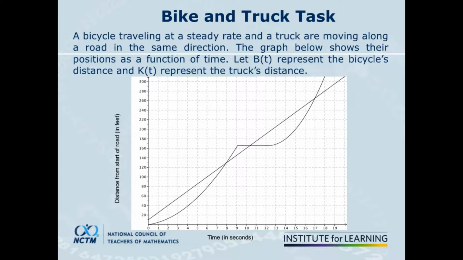A bicycle traveling at a steady rate and a truck are moving along a road in the same direction. Let the graph show their position as a function of time. Let B of t represent the bike's distance, and K of t represent the truck's distance. If you notice, the x-axis is in time, in seconds, and the y-axis is the distance from the start of the road.